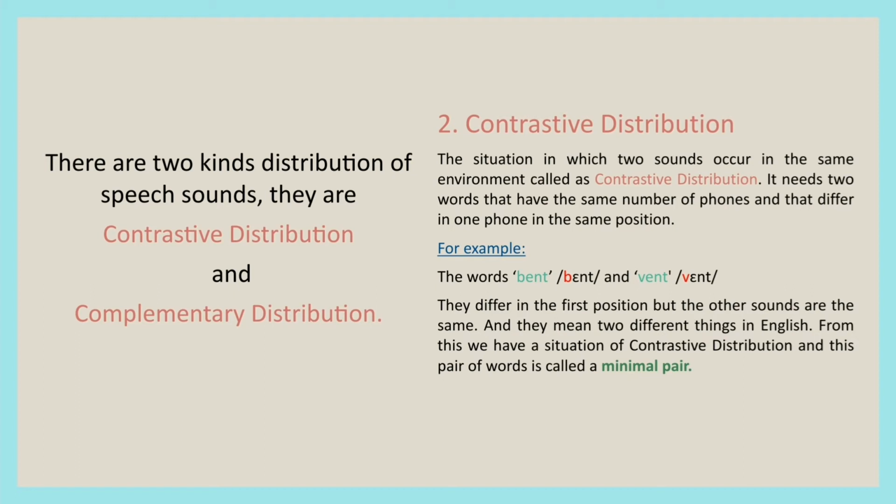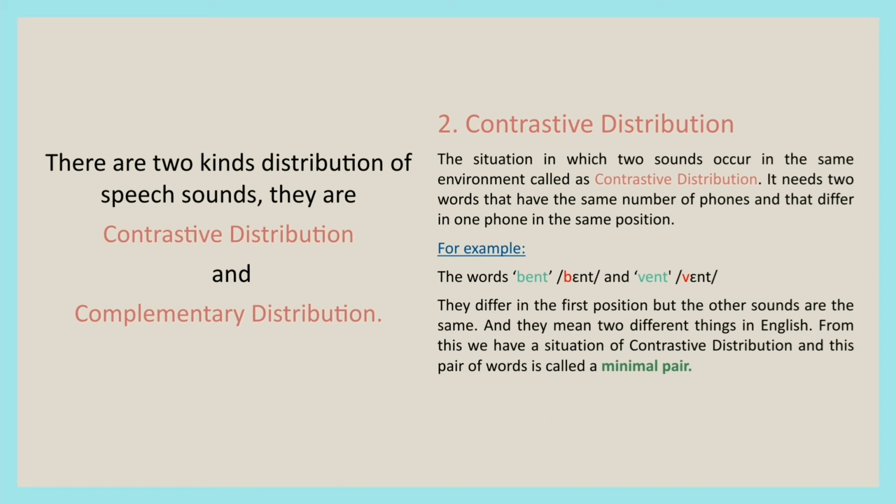It needs 2 words that have the same number of phones and that differ in one phone in the same position. For example, in the words band and vent, they differ in the first position, which is the sound b as in the word band and v as in the word vent, but the other sounds are the same, and they mean 2 different things in English. From this, we have a situation of contrastive distribution, and this pair of words is called a minimal pair.